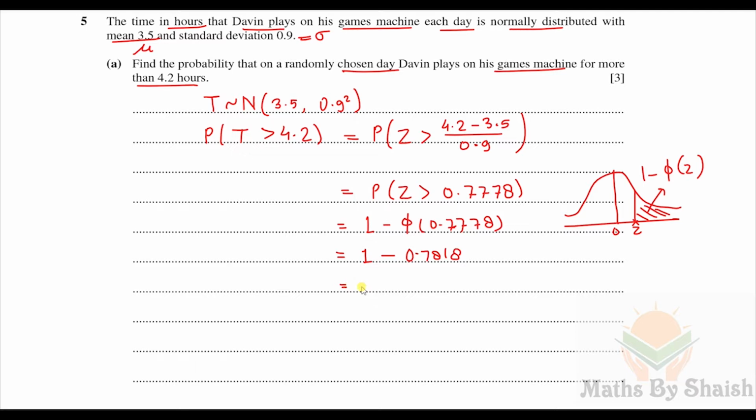It is 0.2182, and till 3 significant figures, it is 0.218. So I hope it is clear.